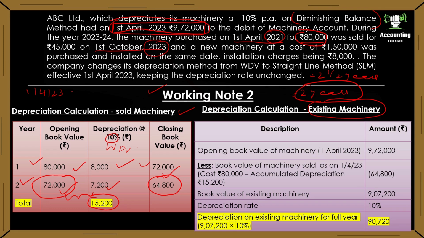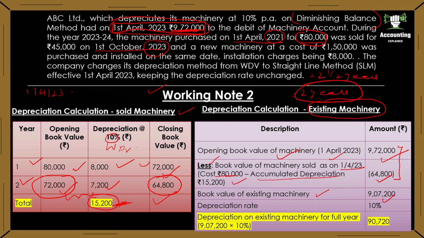Okay. Now let us come to the calculation for the existing machinery depreciation. First, the opening book value of machinery as on 1st April 2023 is given in the question as 9,72,000. Take it as 9,72,000 less the book value of machinery sold as on 1st April 2023. What is the book value we have calculated? 64,800. In other words, you can write it as the cost of the machinery sold, 80,000, less accumulated depreciation for the machinery, which we have calculated here, 15,200. That comes to 64,800. When you deduct 64,800 from 9,72,000, you get the book value of the existing machinery as 9,07,200.